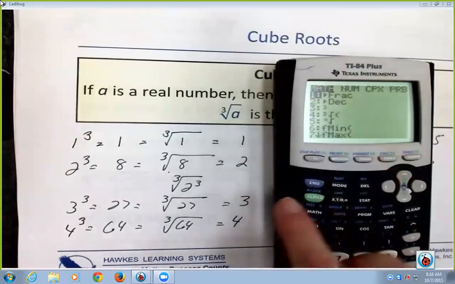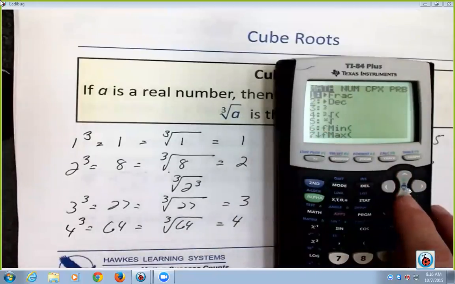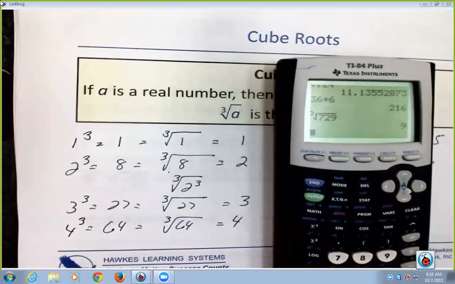So when you do that, we're going to go down to number 4. You can either arrow down to 4 or simply type a 4, and it's going to put your cube root in there, okay? So if I want to know the cube root of 729, for instance, and I don't know if it's a perfect cube or not, I can just hit enter, and it comes out to be 9, so I know that's a perfect cube, all right? So we can get perfect cubes in there. So that's the way to do those.